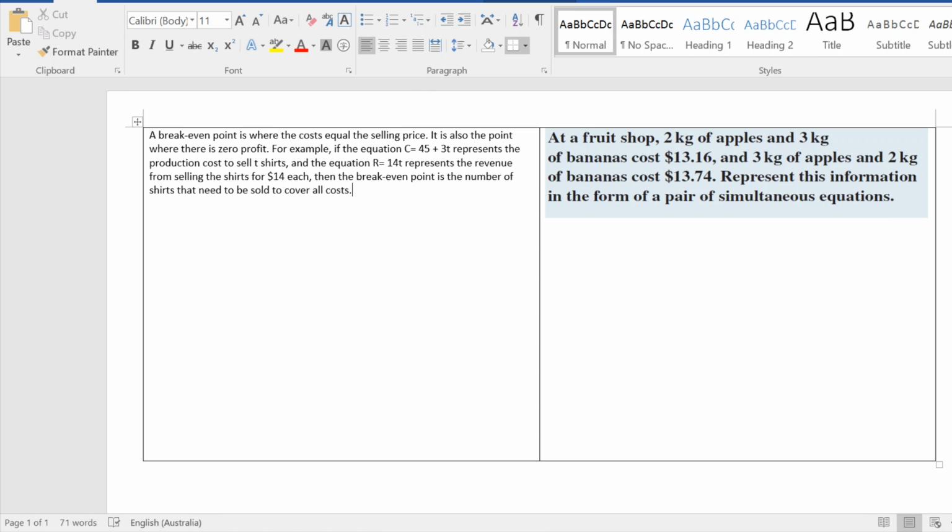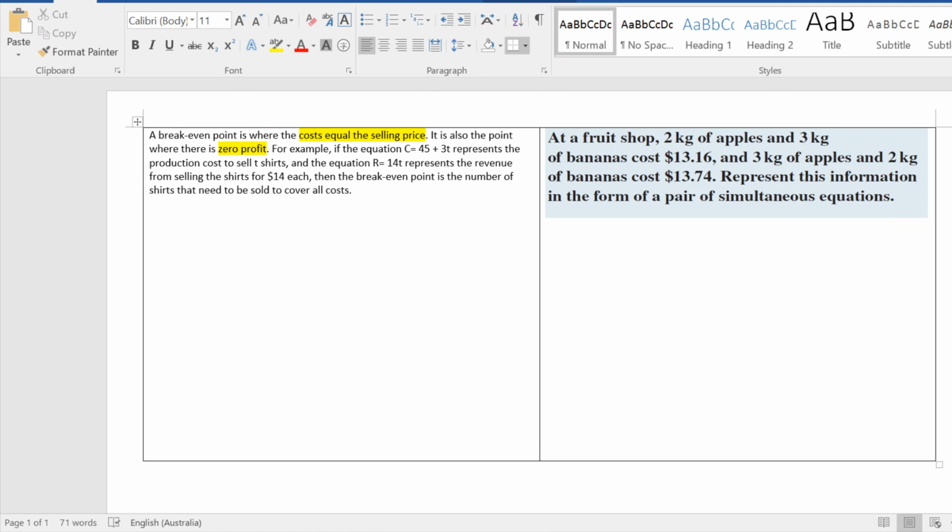A break-even point is when the costs equals the selling price. Okay, so I'm just going to highlight that for a second. It is also the point where there is zero profit. For example, if the equation cost equals 45 plus 3t represents the production cost to sell t-shirts, and the equation R equals 14t represents the revenue from selling shirts for $14 each, then the break-even point is the number of shirts that need to be sold to cover all of the costs.